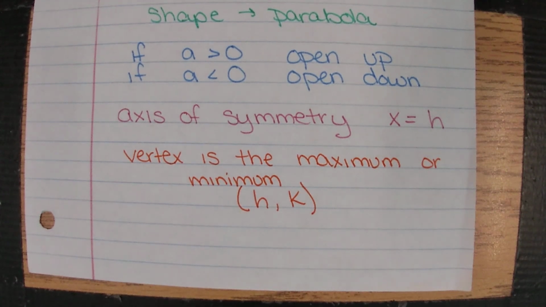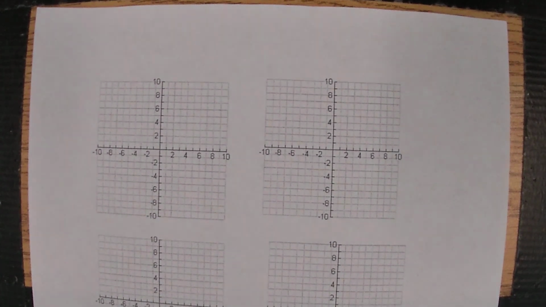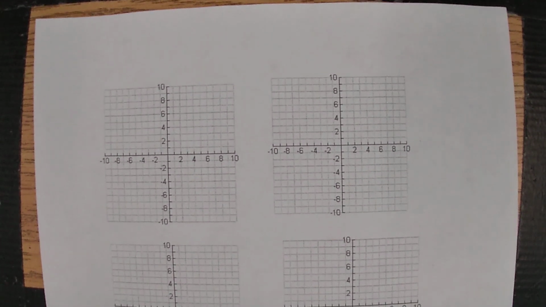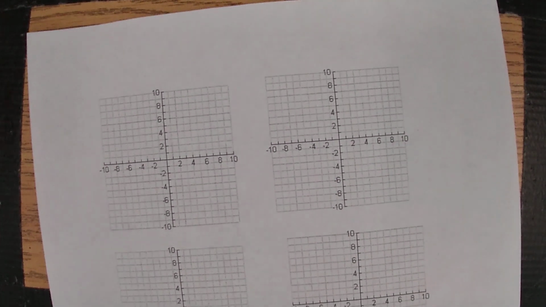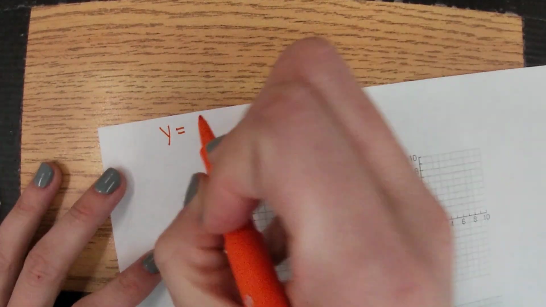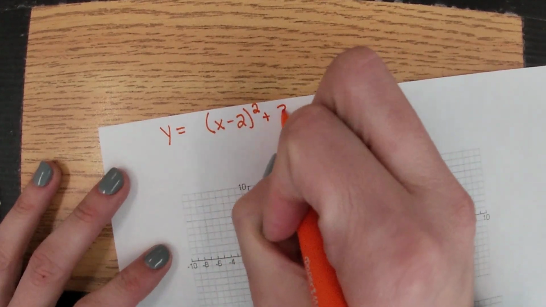Okay, so if we can do all those things and find those pieces, this is going to give us enough information to be able to graph a parabola. Now, I always tell my students, just take a deep breath here at the moment because it's new, it's a different type of graphing. But after we do it a few times, they're fine. So let's say that we want to graph y equals (x minus 2) squared plus 3.